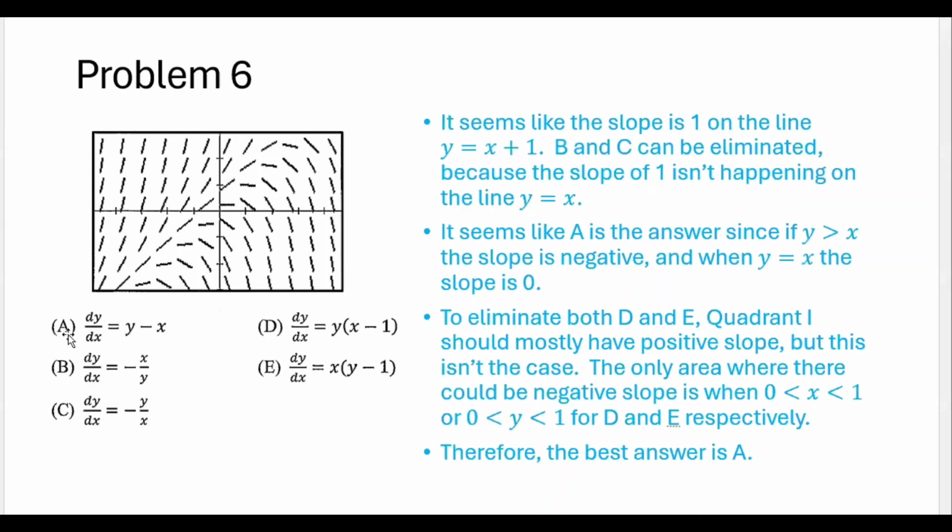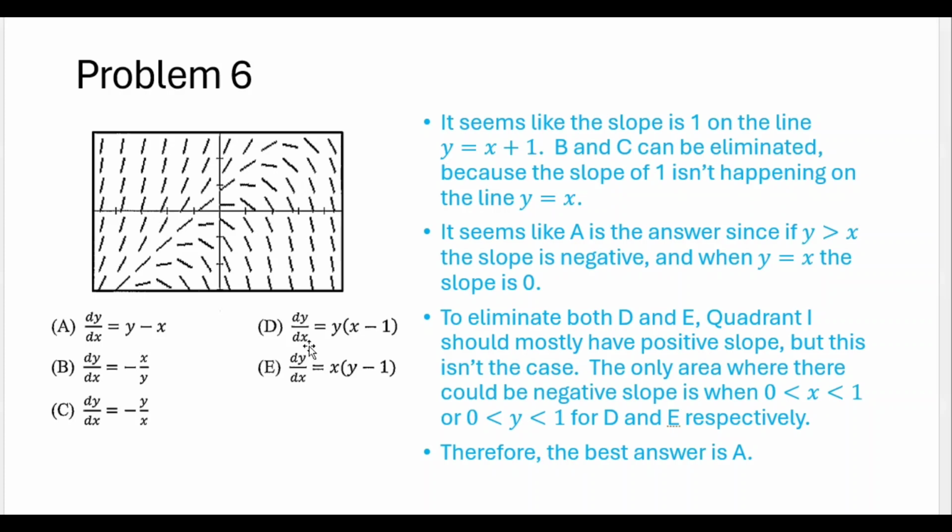So for choice A, notice if y is greater than x, the slope is positive. But if y is less than x, the slope is negative. It's not a coincidence that this is the line where they're equal. Over here is when y is greater than x, and over here is when x is greater than y. So it's probably A. But let's confirm by eliminating D and E.